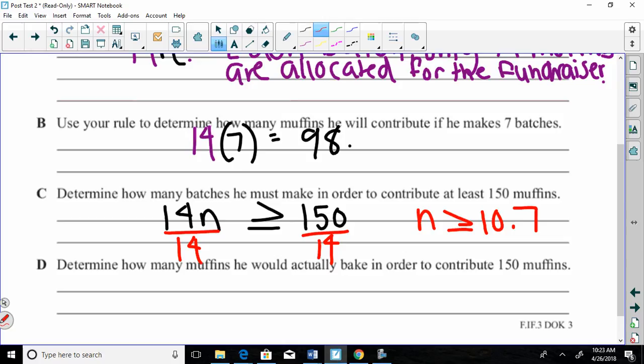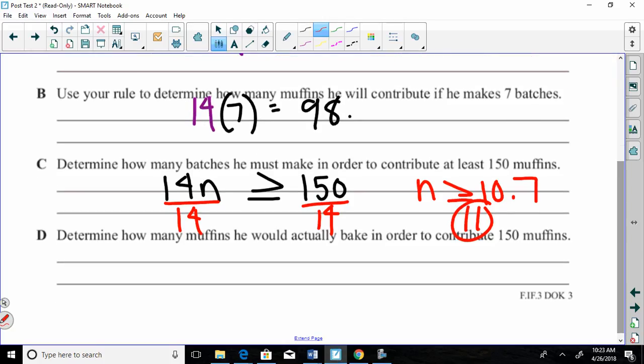But can I have 0.7 of a batch? No. So how many batches is he going to have to make? 11, because it has to be greater. Even if it was 10.1, he would still need to make 11 batches. It has to be greater. Then how many muffins would he actually make? I'm just going to plug in 11 for N, and you end up getting 154.